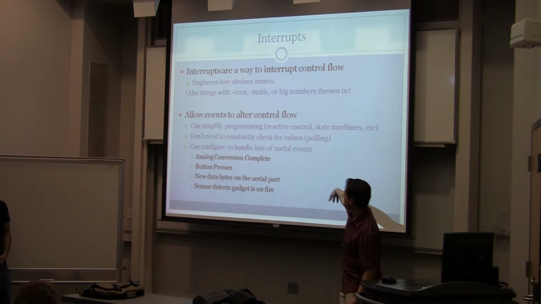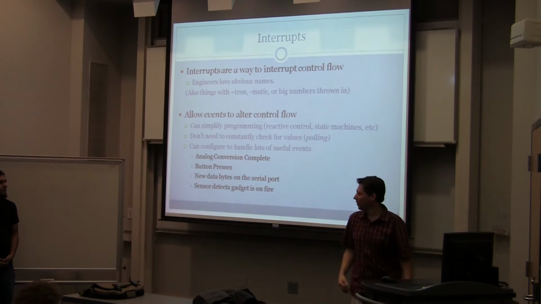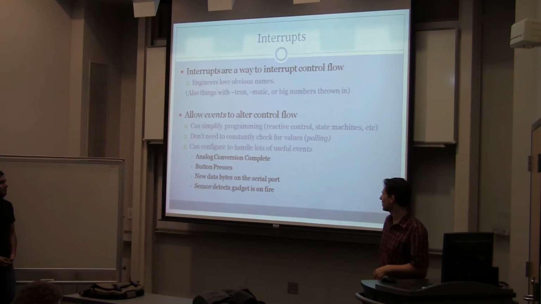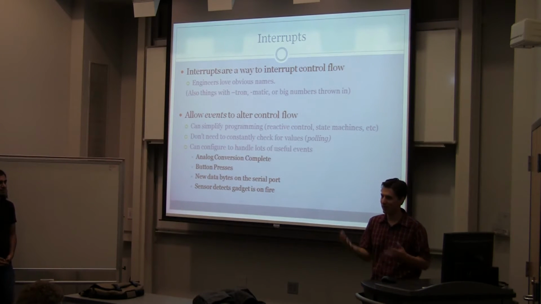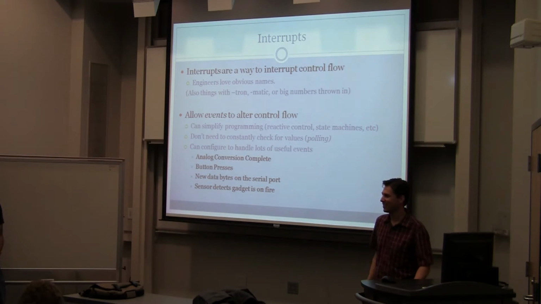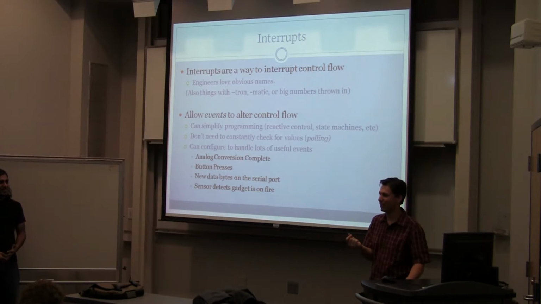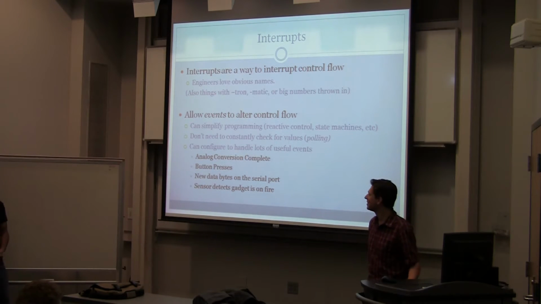And you can configure it to handle things like analog conversions, a button press, there's new data on my serial port, gadgets on fire, stuff like that. Ambient temperature, that is actually a real thing you can interrupt on. There is a little tiny temperature sensor inside your Tiny, and it's not very good, which is why we haven't really talked about it, but it basically tells you if it's on fire or not on fire.